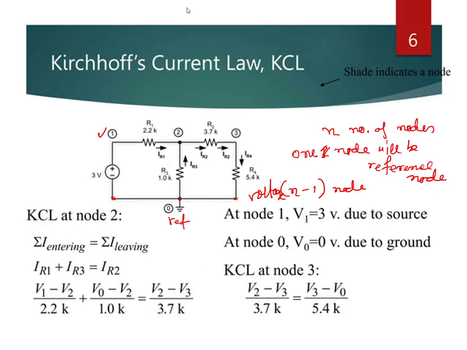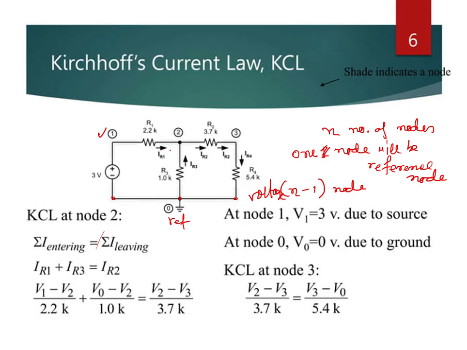Now if I ask what is the voltage at this node 1? See, the 3 volt voltage source is connected between node 1 and reference. So the voltage at node 1 is 3 volt. As a 3 volt source is connected between node 1 and reference, the voltage at node 1 is 3 volt.